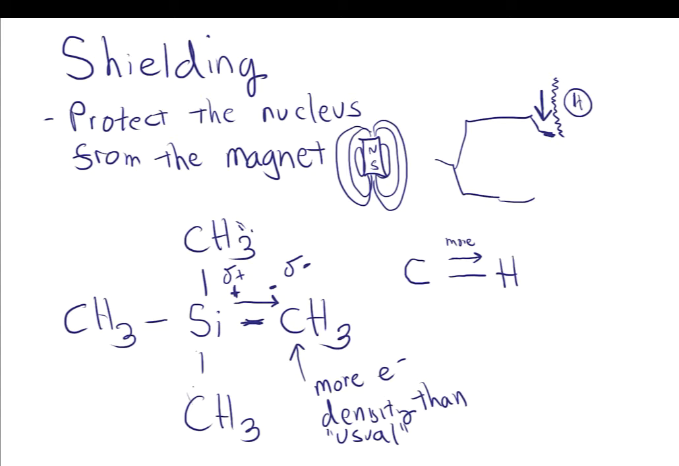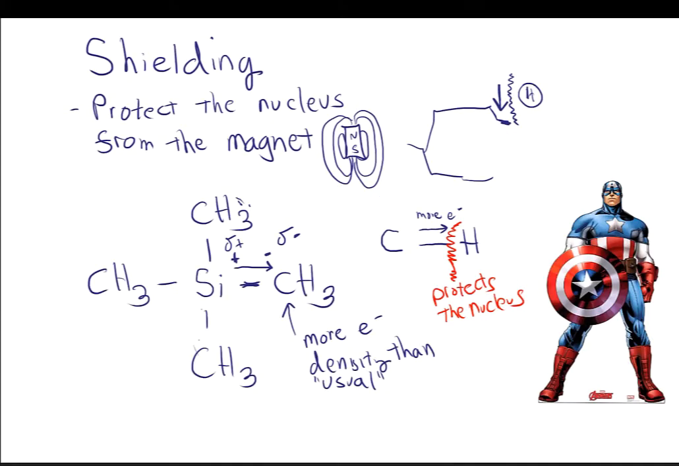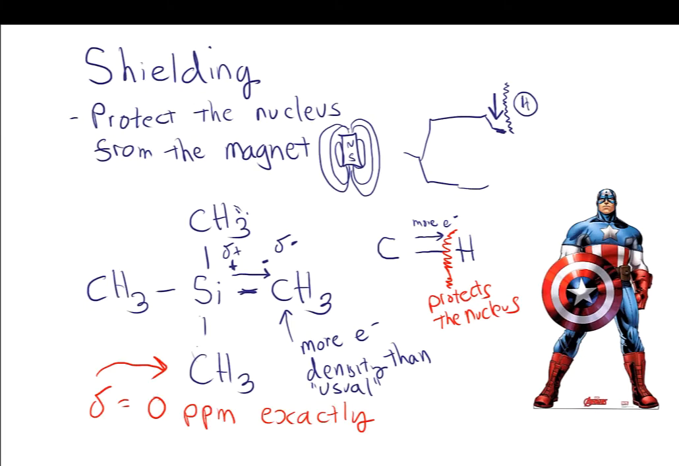And that sets up a little barrier around the proton. Well, not a barrier, but it's just more electron density that's held more closely to the hydrogen nucleus. And the way that I like to look at it is pretty much like the old cartoon Captain America. Captain America has a shield and is standing in the way, protecting the nucleus from that strong magnetic field. So if you ever think about shielding, think about it as a protection, just as Captain America can provide to us with his mighty shield.